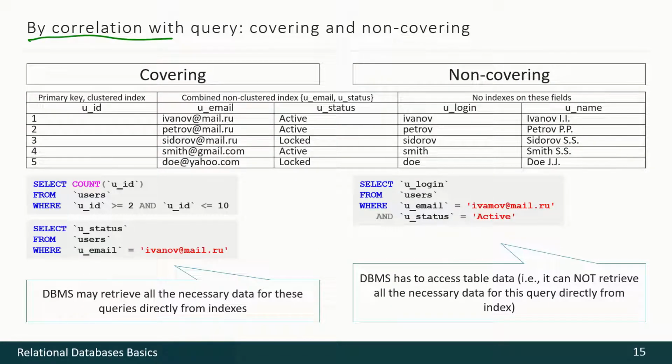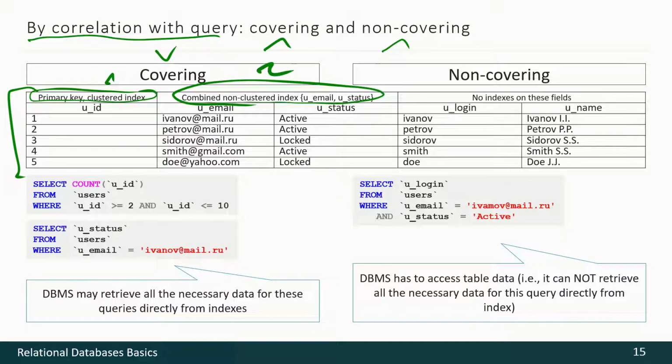By correlation with query, the same index may be either covering or non-covering depending on the situation. Let's compare two situations. The first is covering index. Here we have a table with data, here we have some one index and some two index. And let's review such query, the query A.